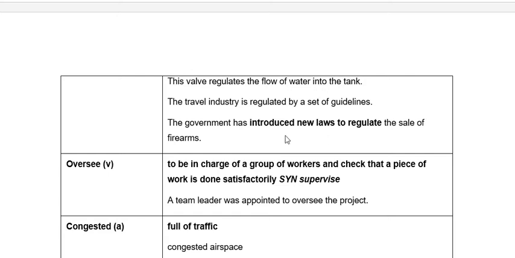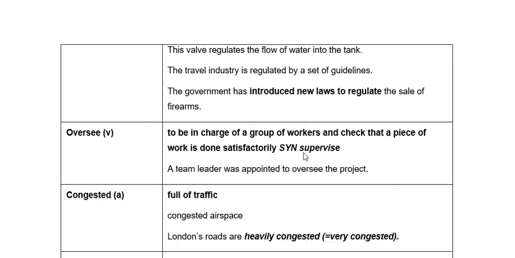And we have also a great collocation here: introduce a law, right? Introduce a law meaning bring in a law, right? So that law is new and now it comes into practice. So the government has introduced a law, or the government has brought in a new law. Okay, the next word, oversee. Oversee is actually to supervise. So when you want to say the word supervise, you know that there is an alternative, which is to oversee. A team leader was appointed to supervise the project. Just means a team leader was appointed to oversee the project.